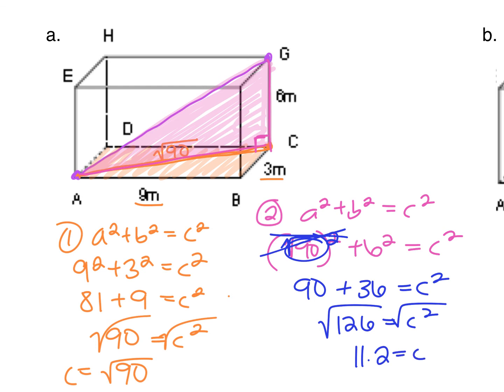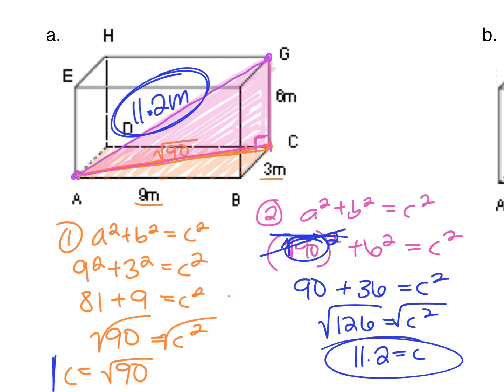So the line A to G is 11.2 meters. And there is my answer. My first answer is left in a square root. My second answer, I use the decimal form.